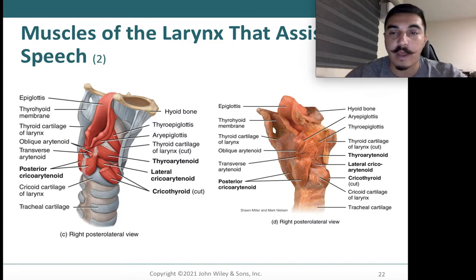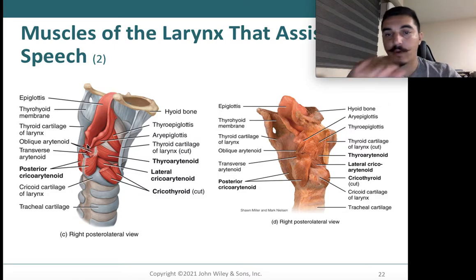What else do we have? The transverse, I believe, arytenoid as well. Transverse, cross, remember. The oblique, at an angle, right? Oblique arytenoid. So here's our two arytenoids. Oblique is going to be more at an angle. The transverse is going to be more across, right?